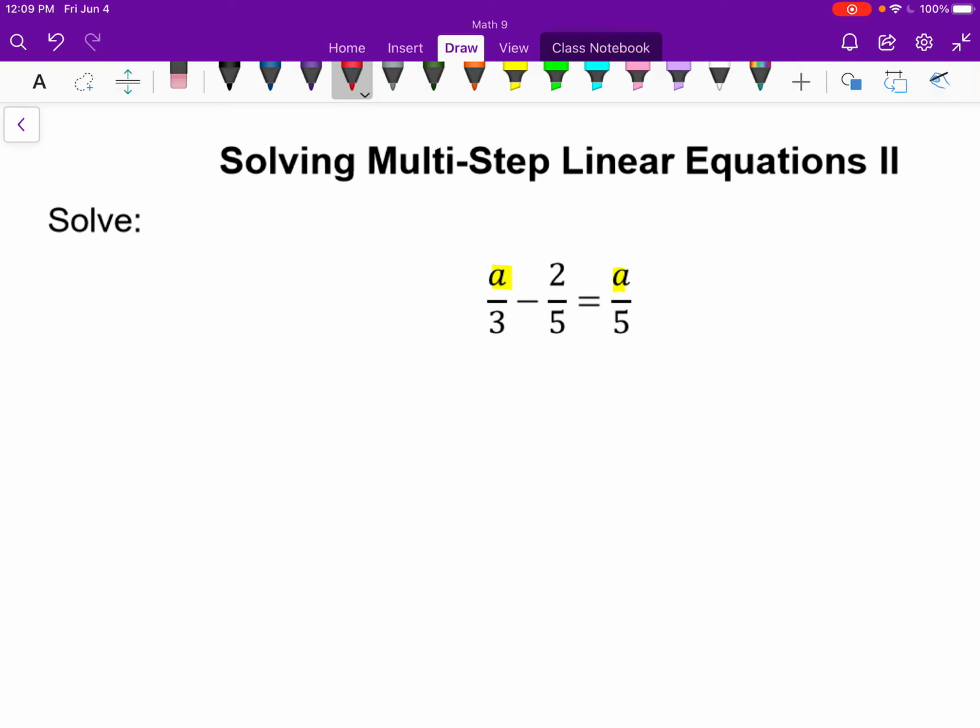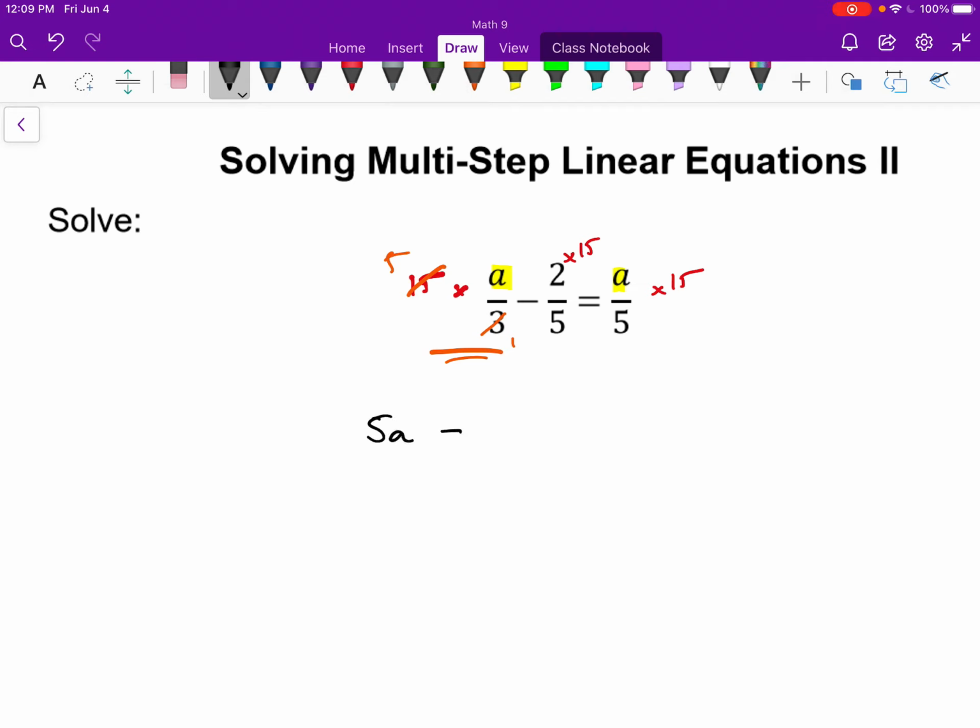And I can cancel out all these denominators if I multiply everything by the lowest common denominator. And the lowest common denominator of 3 and 5 is 15. So I'm going to multiply everything by 15. So right here, I have 15 times a over 3. Well, 15 over 3 reduces to 5 over 1, so I just have 5a.